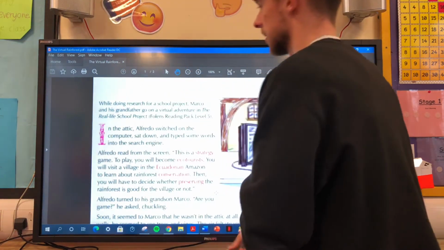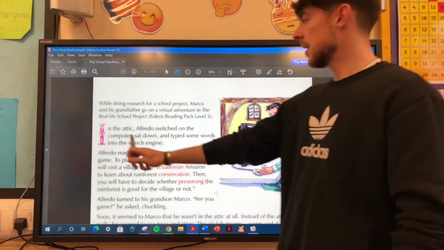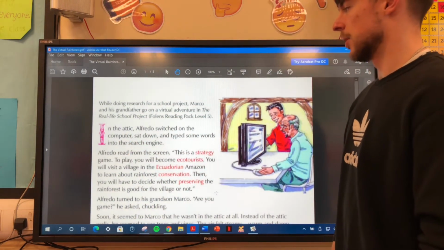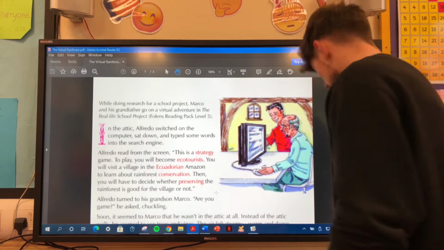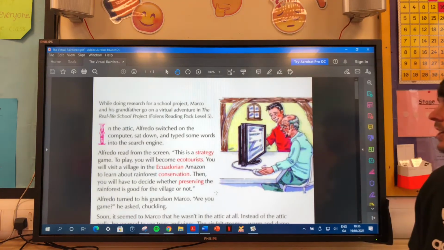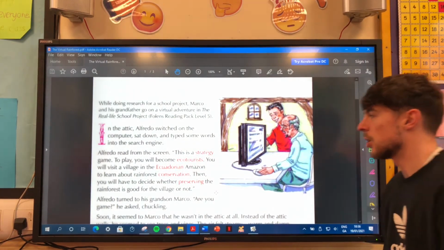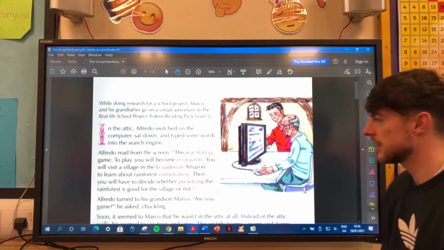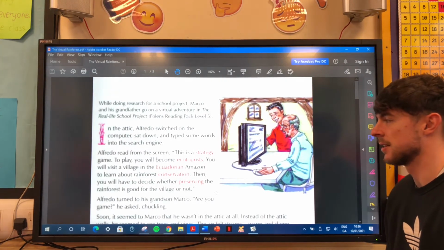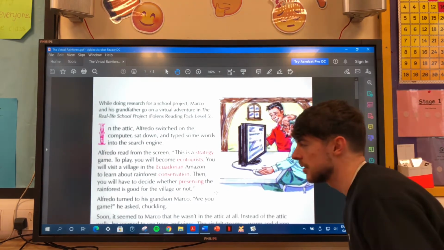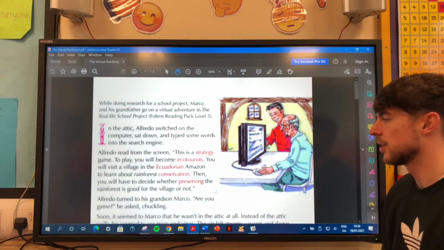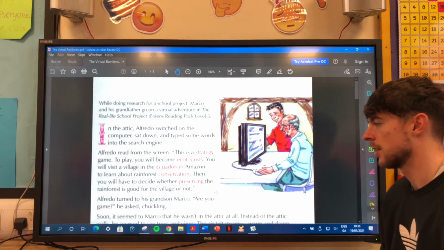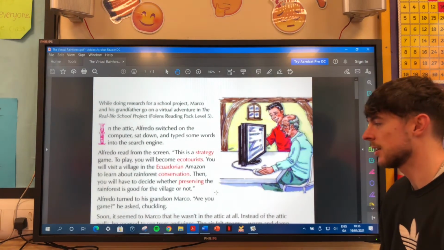The virtual rainforest. In the attic, Alfredo switched on the computer, sat down, and typed some words into the search engine. Alfredo read from the screen. This is a strategy game. To play, you will become eco-tourists. You will visit a village in the Ecuadorian Amazon to learn about rainforest conservation. Then you will have to decide whether preserving the rainforest is good for the village or not. Alfredo turned to his grandson Marco. Are you game? he asked, chuckling.